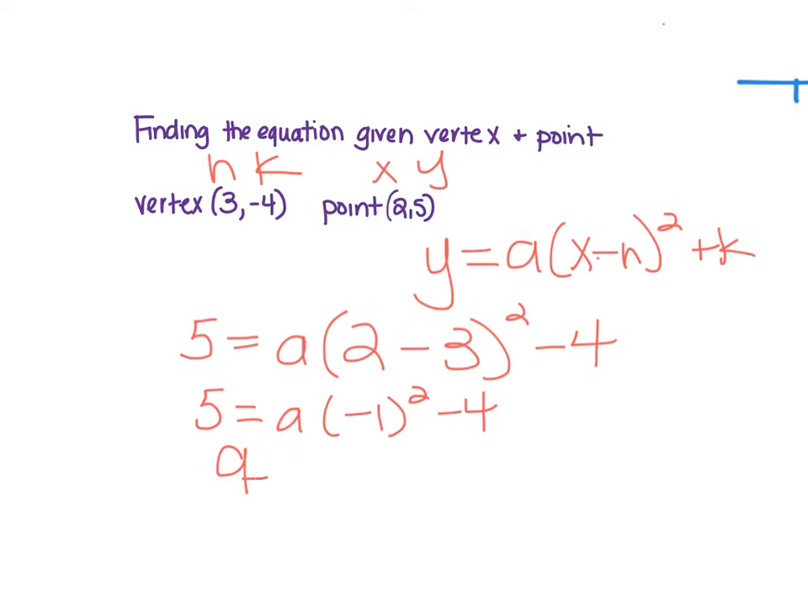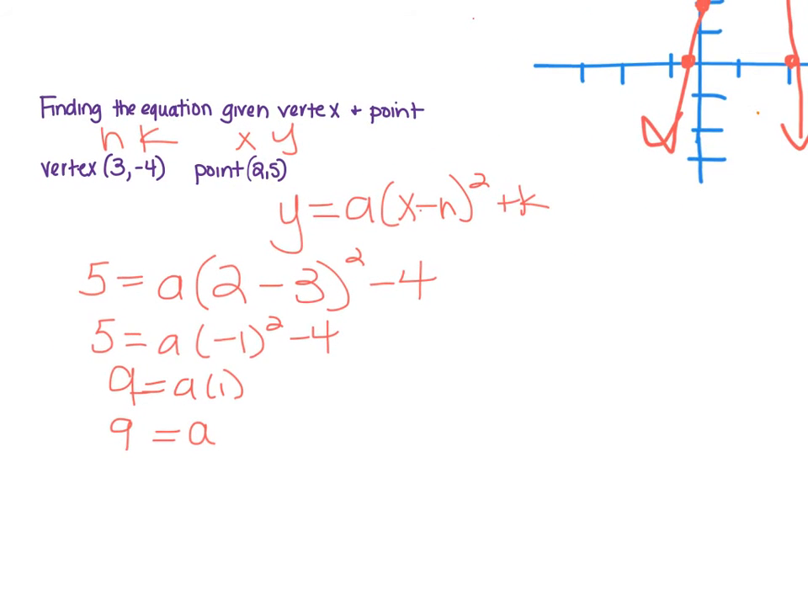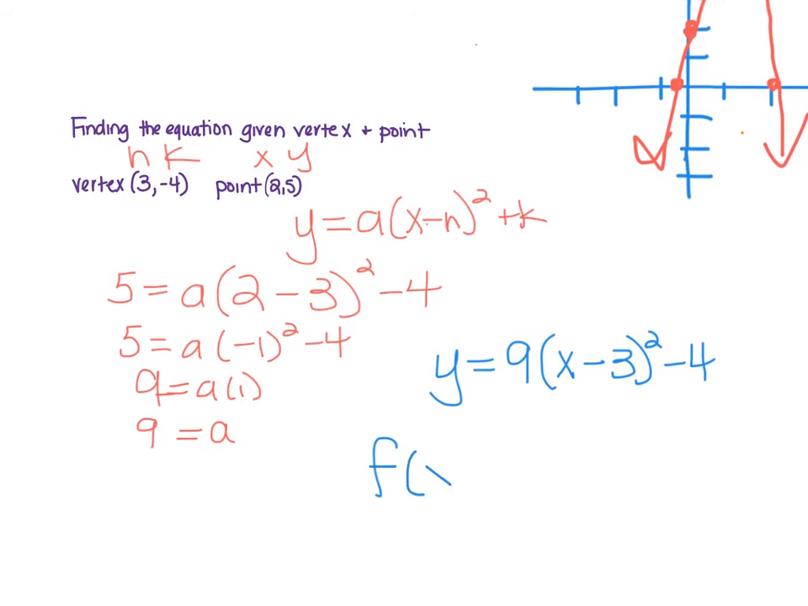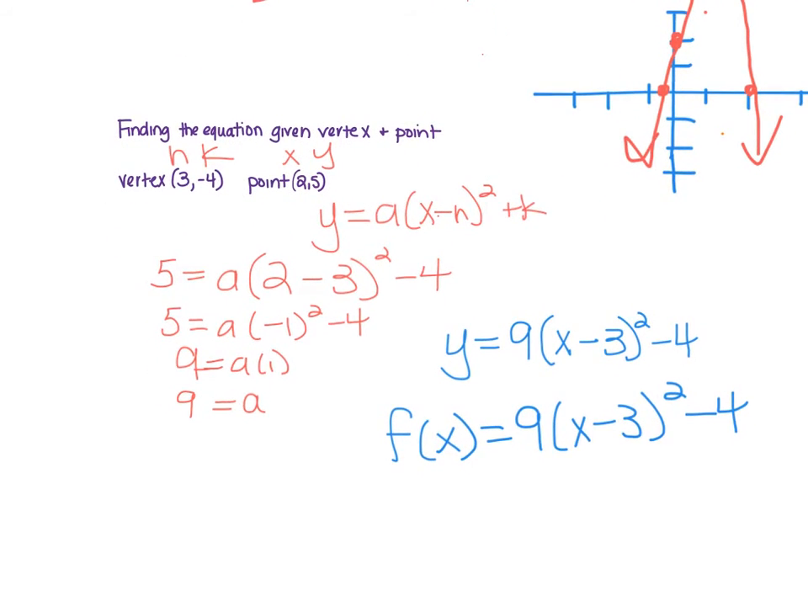So I get 9 equals a times 1, and a is 9. And then I plug back in just the a, the h, and the k. So I get y equals 9 times (x minus h) squared plus k. And you can either write it as y or f of x because it is a function, so it's totally up to you. I'll take either answer. Just make sure you give me a full equation. Okay, make sure the y and the f of x are there.